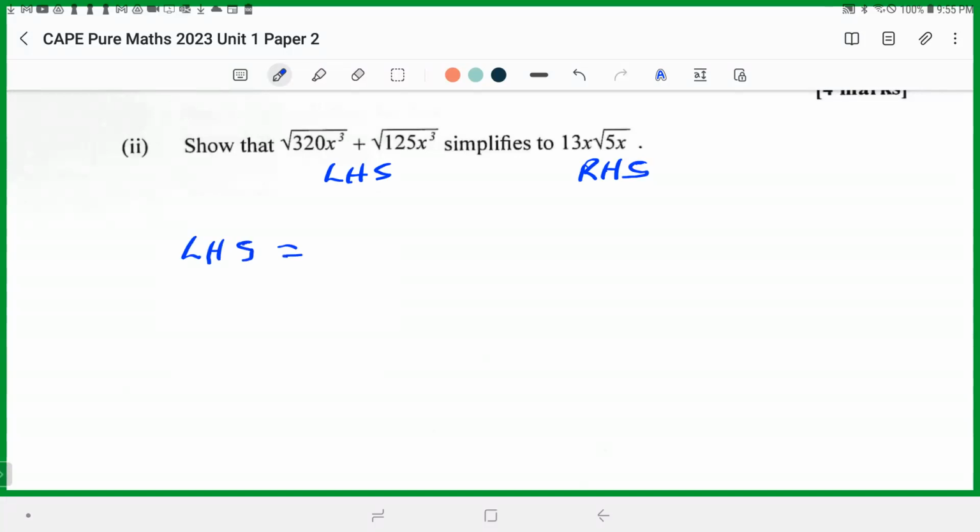I'm going to factor the 5x out of this. So I need to divide the 320 by 5 first. So let's see what that is. 320 divided by 5 gives me 64. I'm going to get the square root of 64x squared, remember, I'm factoring 5x out of that, times the 5x. That's what that gives me. That's the perfect square.